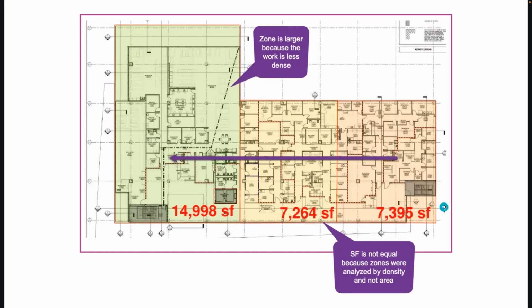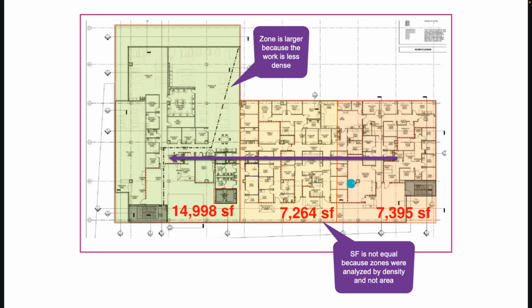So that means if a crew is going to come into this zone, they would experience a similar amount of work as this zone and this zone. This one's bigger because the work is less dense. And so we're going to take an initial guess about how many zones we want, and then our calculator is going to turn it into data.